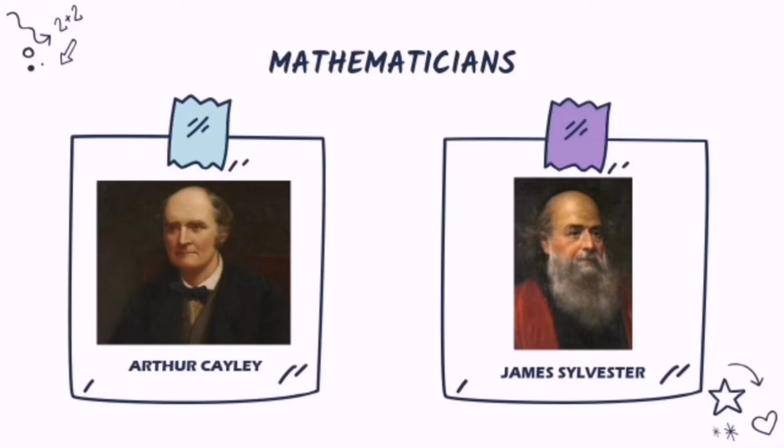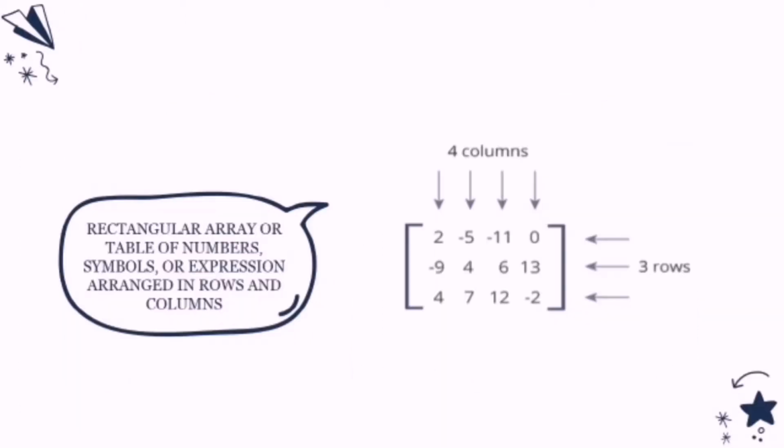The term matrix was introduced by the 19th century English mathematician James Sylvester, but it was his friend, the mathematician Arthur Cayley, who developed the algebraic aspect of matrices in two papers in the 1850s. Now, let's talk about the meaning of matrices.